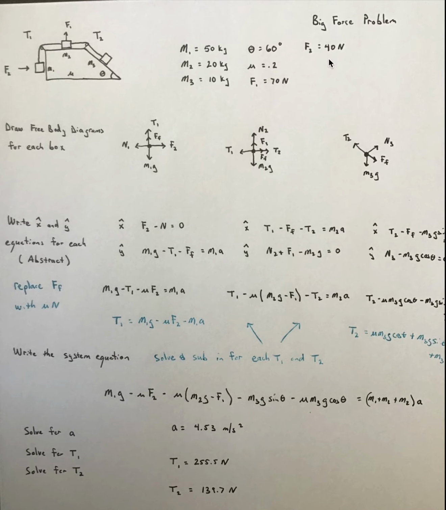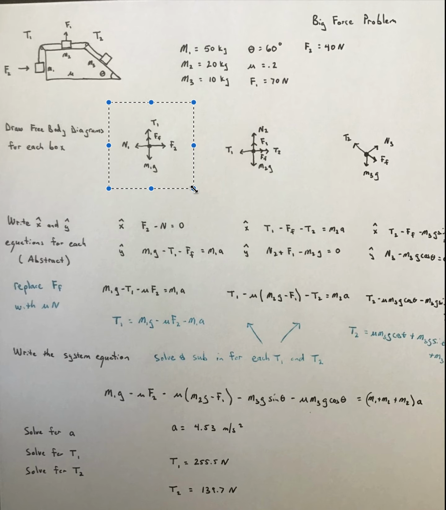Okay, I gave you all these values. So first thing, like always, we want to draw free body diagrams. So this guy here is looking at the hanging box M1. We have M1G down. We have F2 to the right, pushing into the wall, pushing back left with N1. We have friction going up, and we have T1 up.